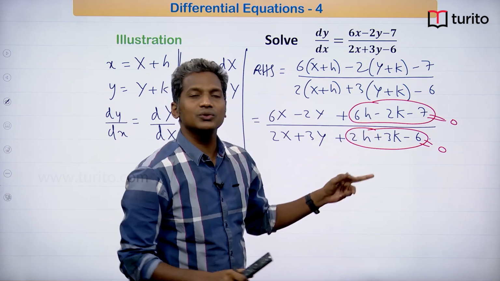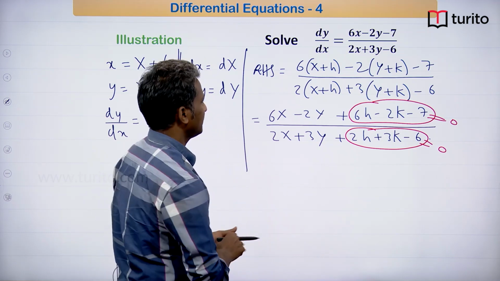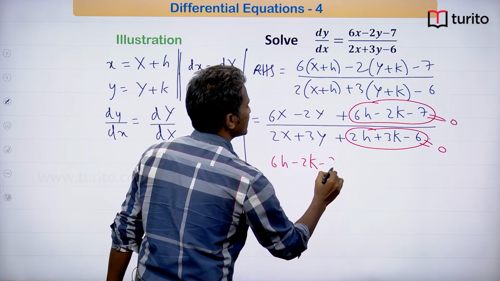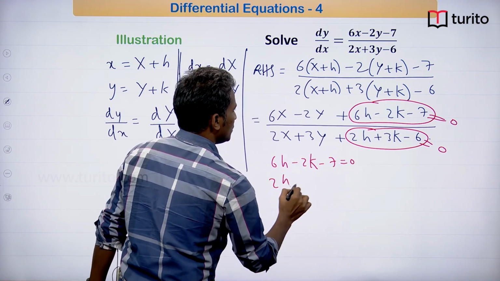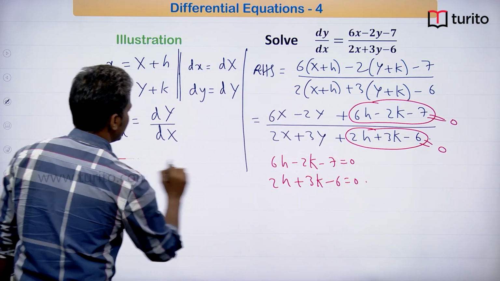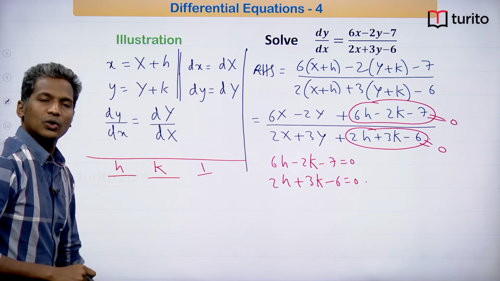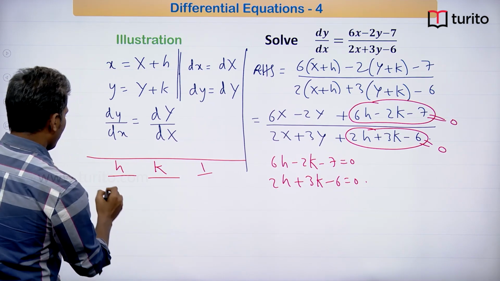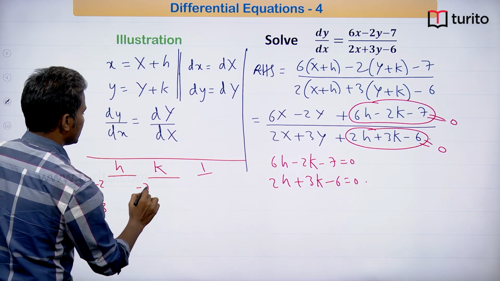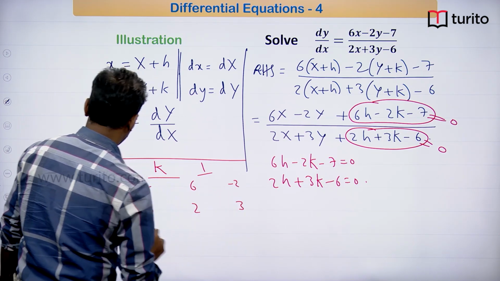So, now when I equate these two to 0 and solve them like linear equations, I will get a solution of h and k. Okay. So, let us say I solve these two: 6h minus 2k minus 7 equal to 0, 2h plus 3k minus 6 equal to 0. Okay. So, how do we solve it? H here, k here, 1 here. Basically, I am using the cross multiplication method or Cramer's rule. So, minus 2 comes here, 3 comes here, minus 7, minus 6, 6 here, 2 here and minus 2, 3 here.